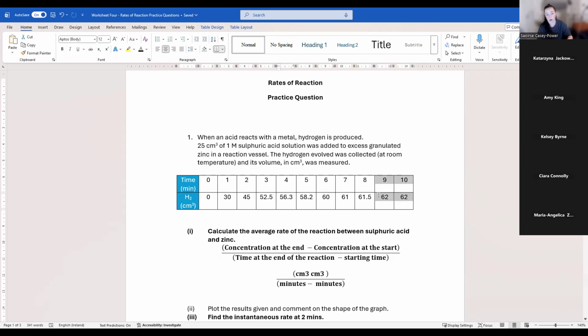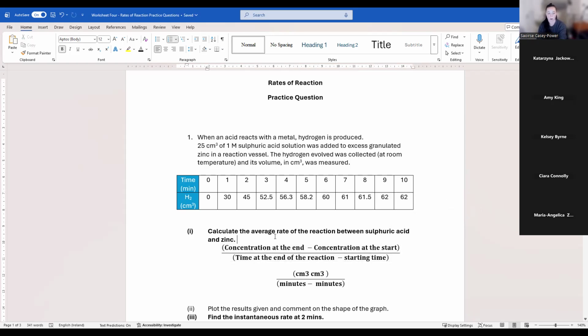And then you'll notice that from 8 to 10 minutes, your reaction almost plateaus. So that was the last part of the graph I was talking about, that your reactants have all been used up. No more product can form because you have no more reactant left. So the reaction stops. It doesn't proceed any further because you don't have any reactant left.